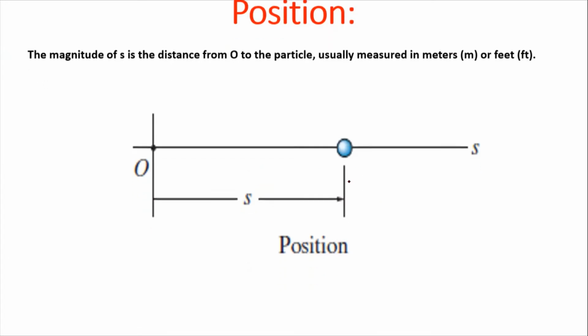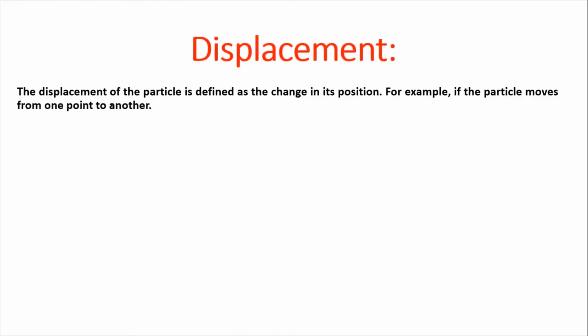I am moving towards the next slide, which is displacement. What is called displacement? The displacement of a particle is defined as the change in its position. For example, if a particle is moving from point O to P, and then it moves from point P to P dash, its position changes. So if the particle moves from one point to another, that is the displacement of the particle.